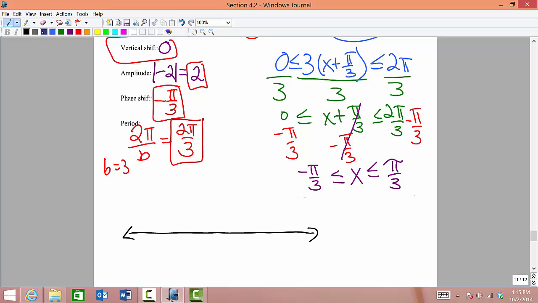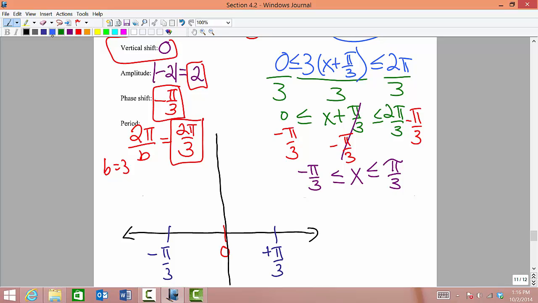So let's plot our points. We have minus pi over 3, positive pi over 3. This is where we start and where we end. This is the same number but opposite sign, and when I add them together I get 0. So directly in between these 2 points would be the y-axis. So we're going to draw in our y-axis there.